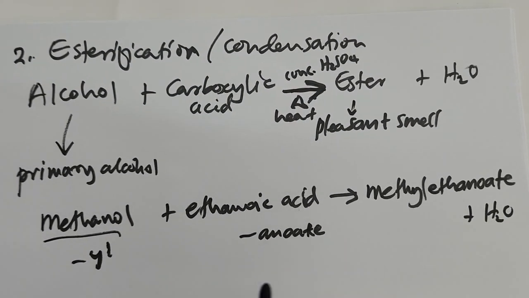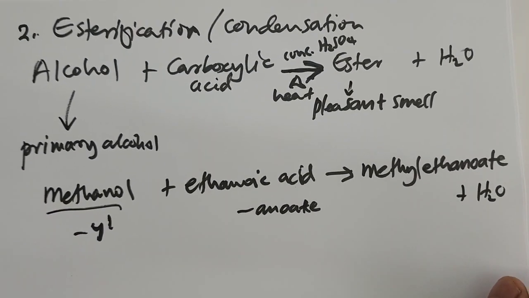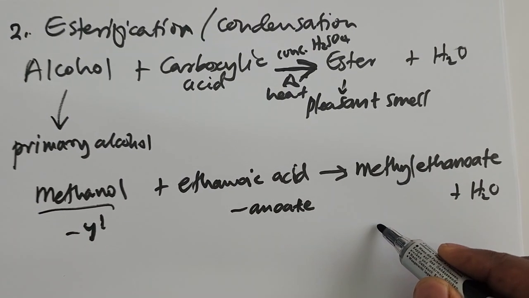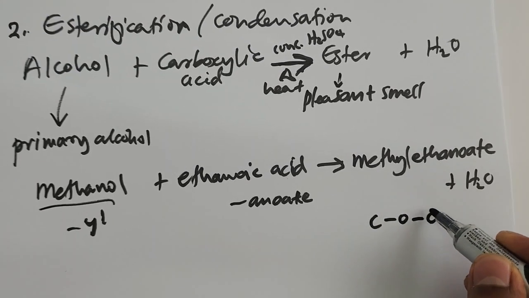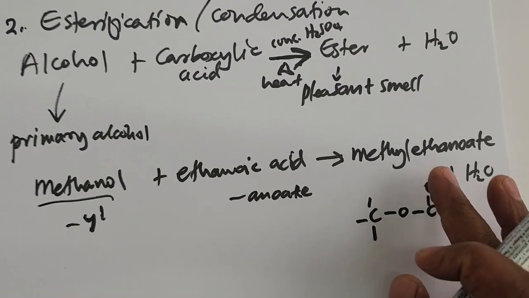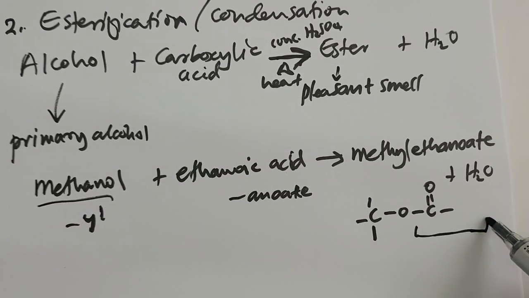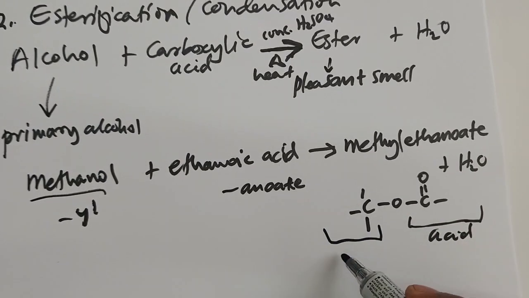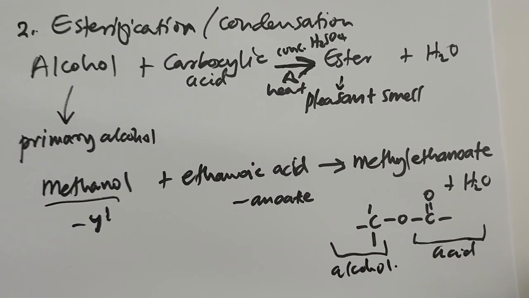In most cases they can give you marks to say use structural formulae to draw this. Don't worry, when you draw the ester, remember the functional group of esters, the COO. This side of the carbonyl comes from the acid side, and this side comes from the alcohol side. So always bear that in mind, very important.